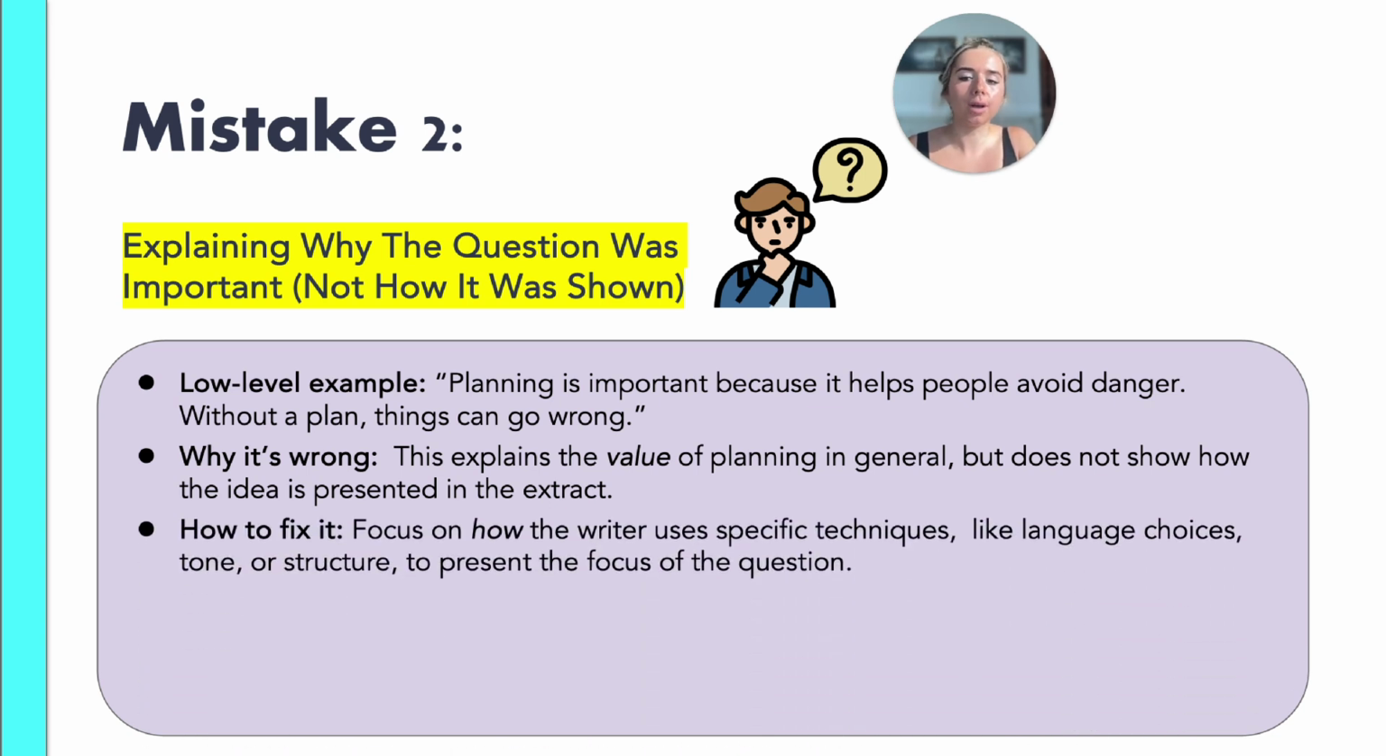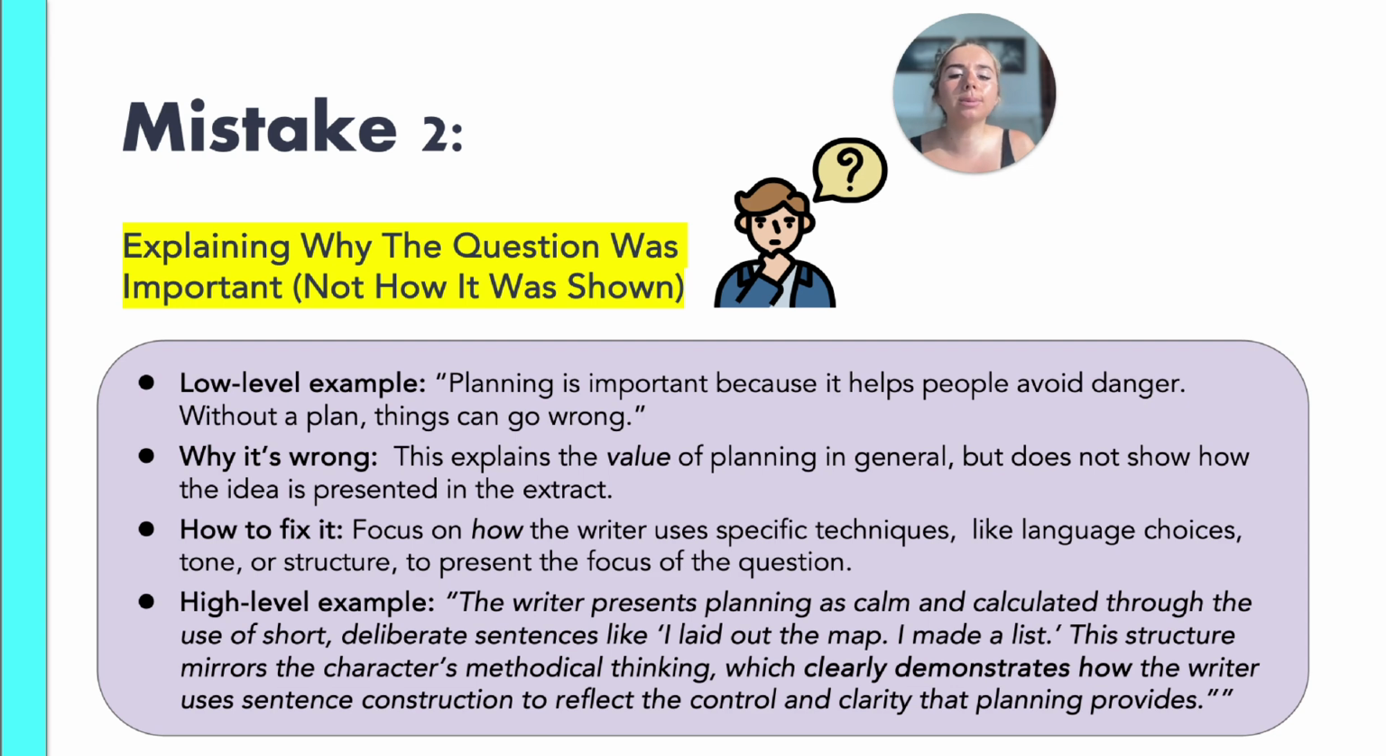So how do you fix it? Focus on how the writer uses specific techniques like language choices, tone, or structure to present the focus of the question. So think about how have they actually done it? Think about just explaining to me, what is it that's told you that they've been effective in planning? If you think that they've been really convincing in displaying the importance of planning, how have they done that? Is it through certain language techniques? Is it through structure techniques? Is it the way that they have that tone? Do they have a very serious tone? Are they very emotional about it? What is it that's made you understand the importance of the question?